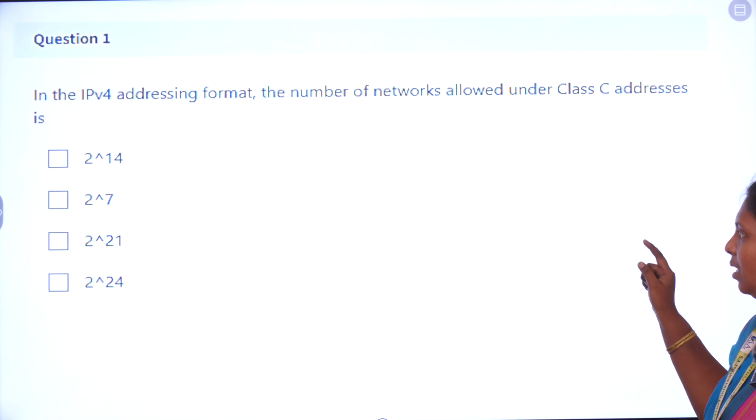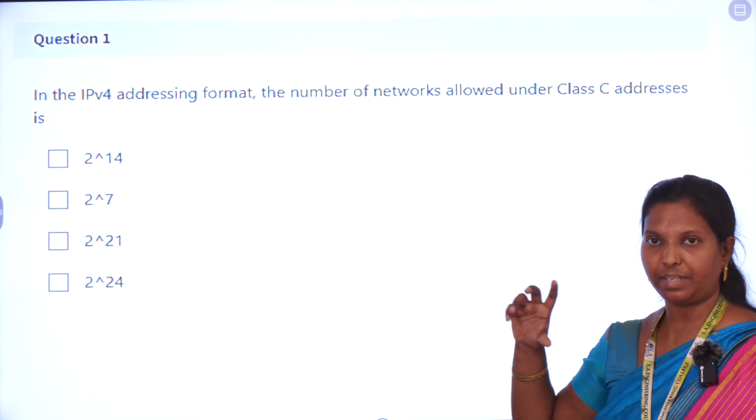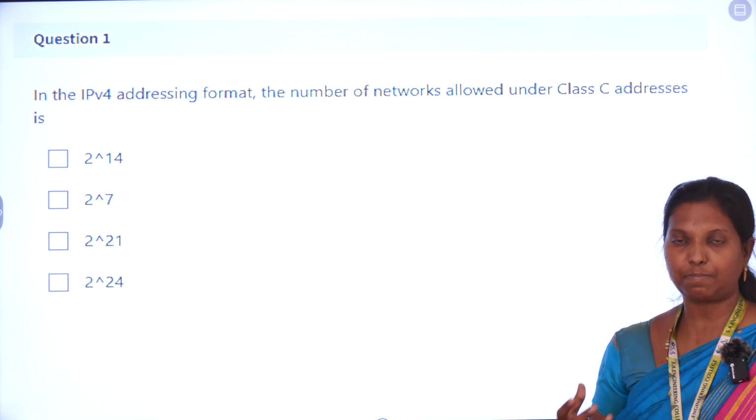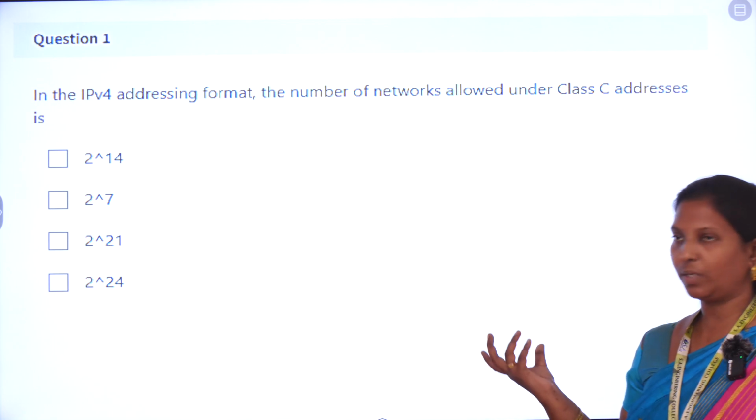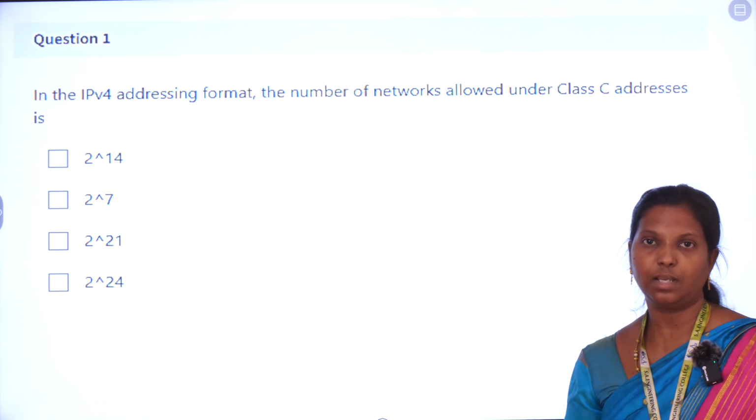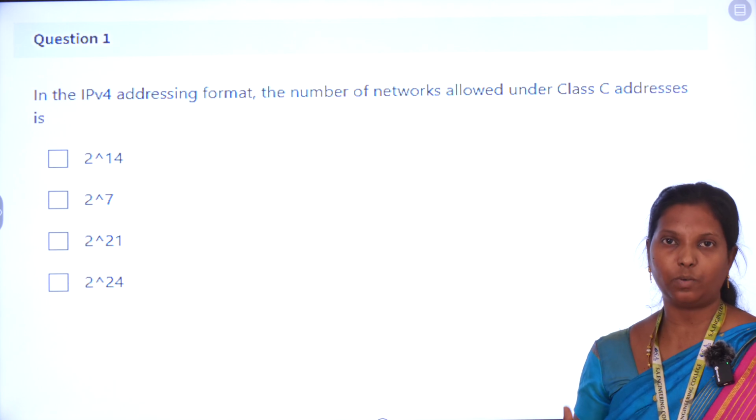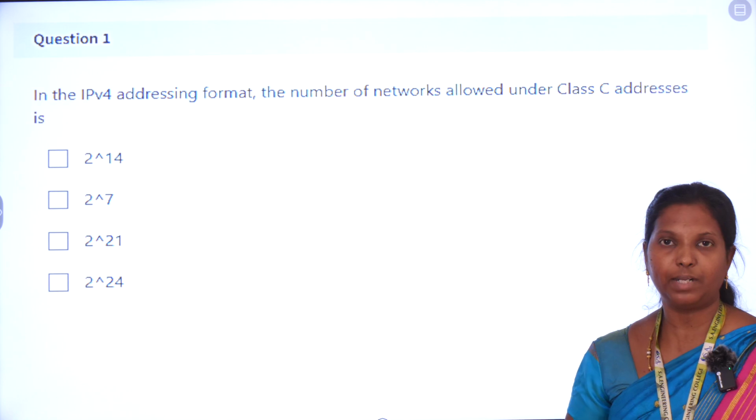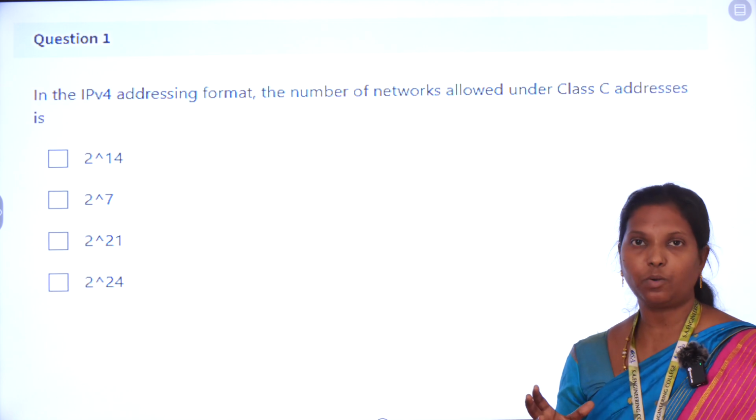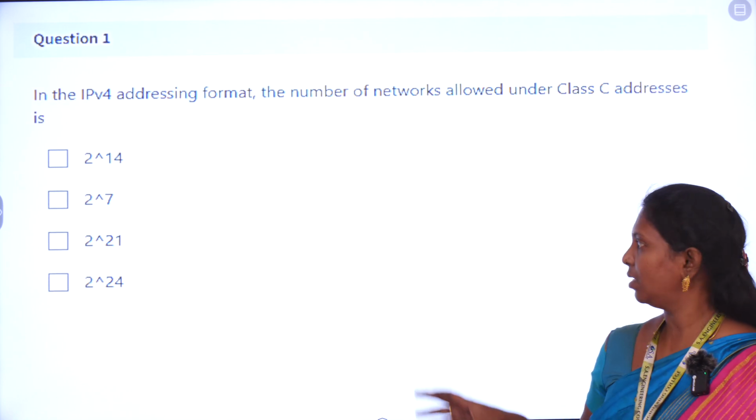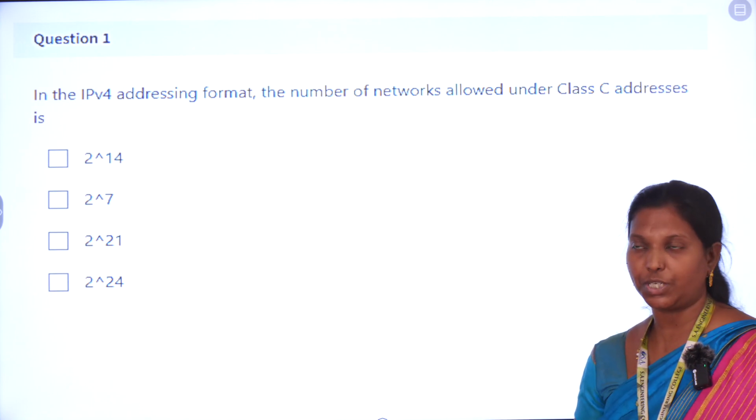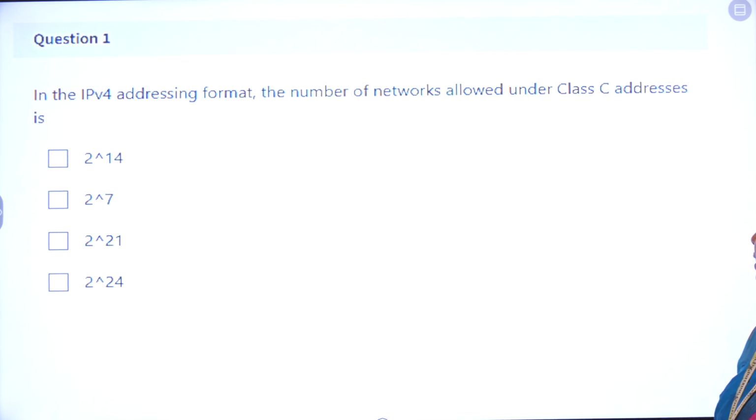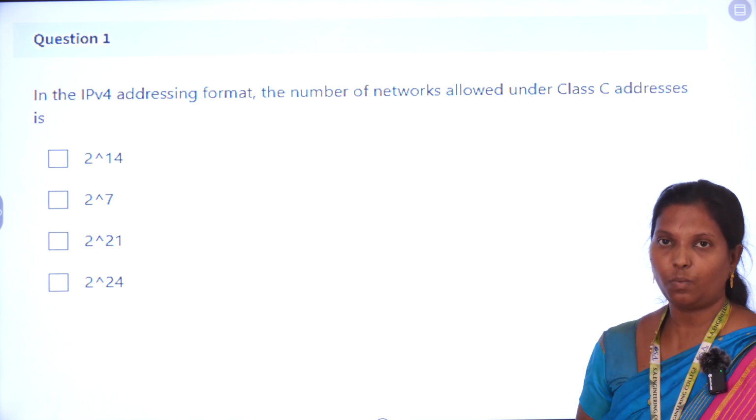These are the patterns, and with the explanation of each question, I am giving you clarity on how GATE expects learners to answer such multi-objective questions. Majorly they have 7 to 8 questions on class B and other IP addressing, and total computer networks will focus on 7 to 8 questions in the GATE exams. Here, let's go with the first question. In IPv4 addressing format, what is the number of networks allowed under class C addresses? So what will be the answer?